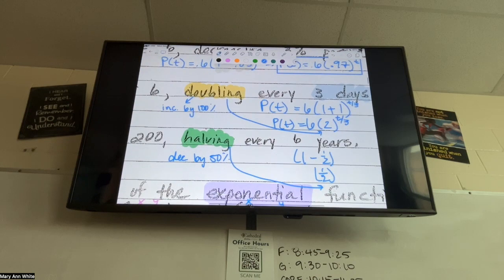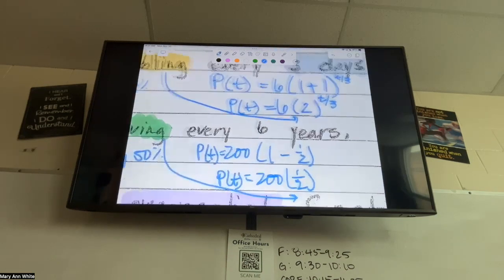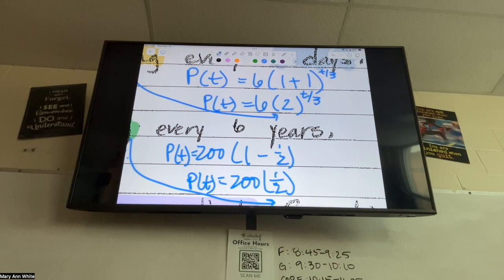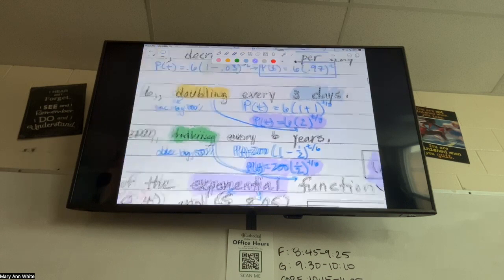Now we have to write our initial value, so that's my 200 equals P of T. We're just kind of working backwards this time. And it says it happens every 6 years, so how do I represent that? T divided by 6, good. So I showed you the shortcut for halving and doubling, but I also explained why that works. So you can think of it either way, but I don't want you just getting tripped up by a shortcut, okay?